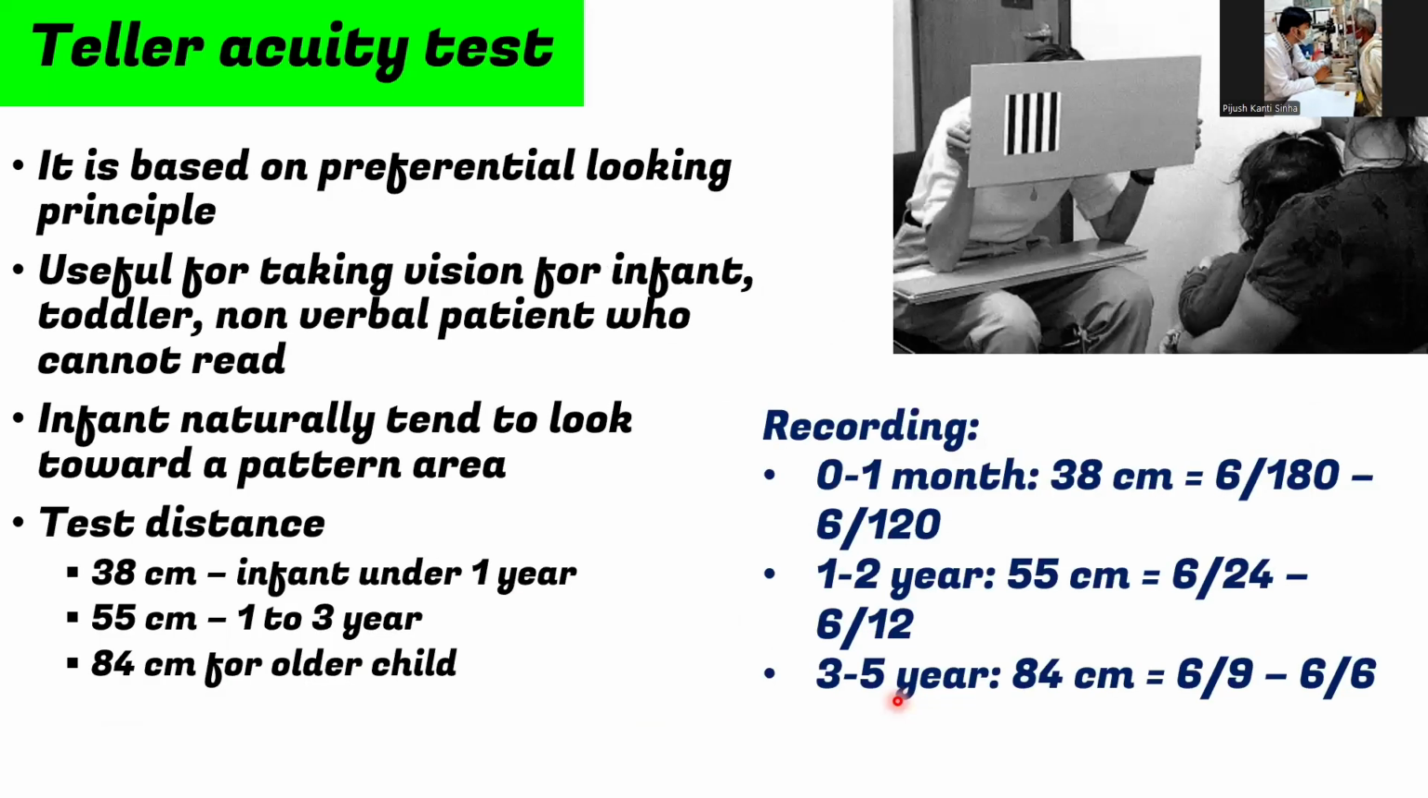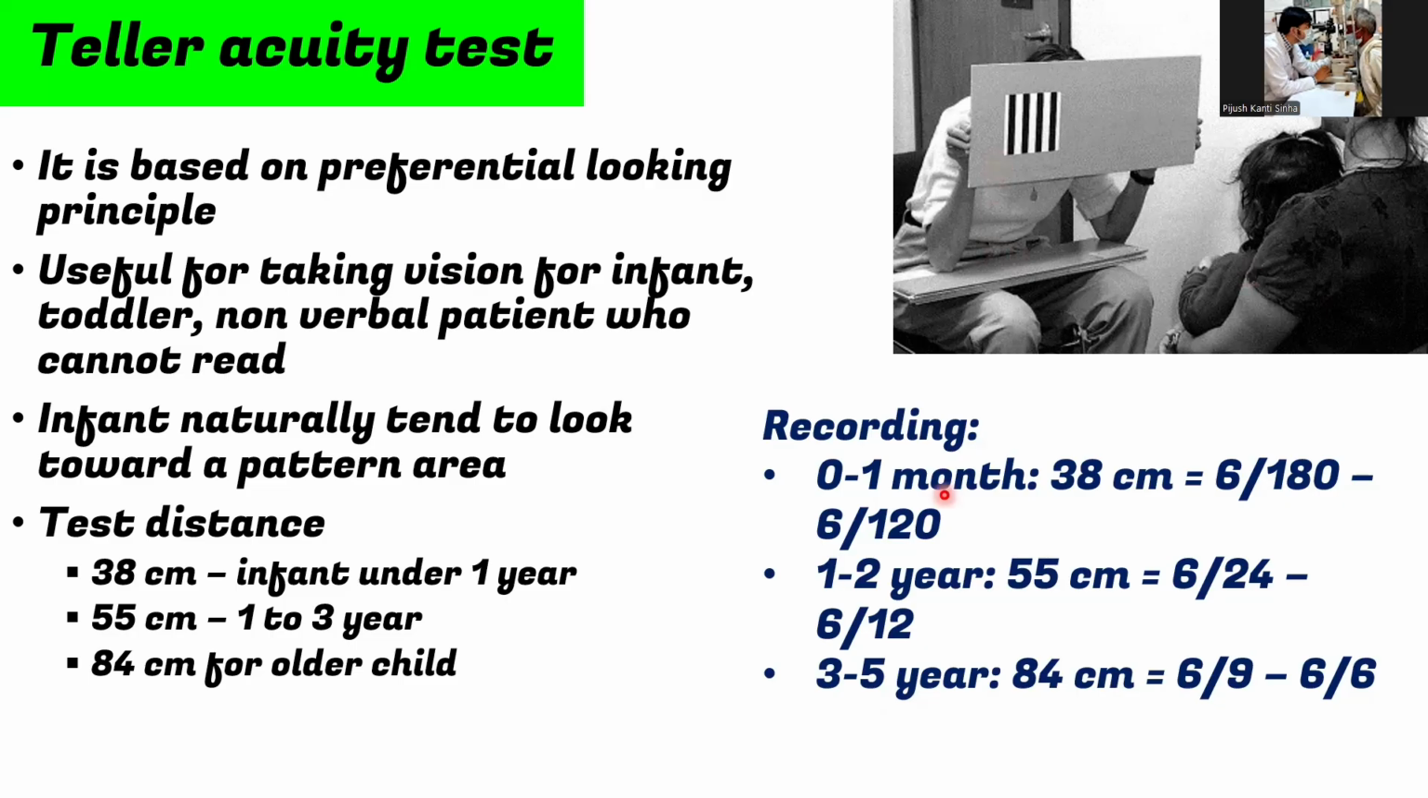Now let's go to the Teller acuity card. So the Teller acuity test works on the preferential looking principle. Infants naturally tend to look towards a patterned area like strips rather than a plain gray area. So when shown two sides, one with black and white strips and the other plain gray, the direction in which the baby looks tells us whether they can see the pattern or not.